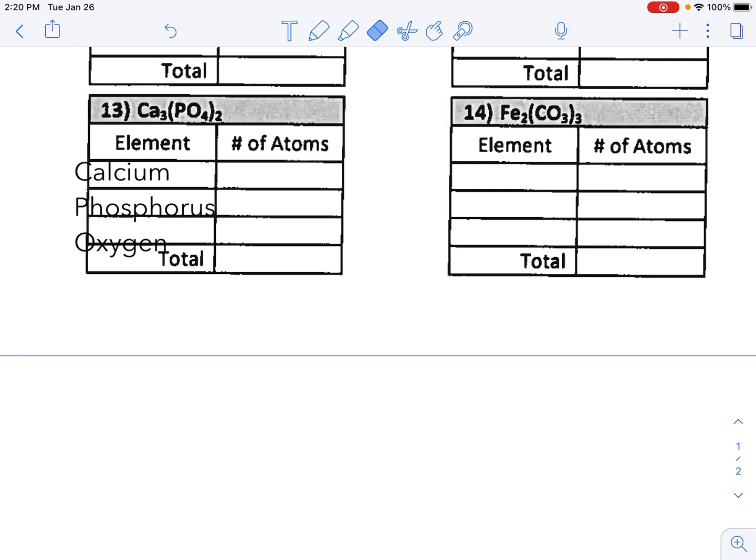Oops, I still have my eraser on. My bad. So I had 3 calcium and I have 2 Ps. And here's where that multiplication comes into play, because I have 2 O4s. So I'm going to multiply that, and that gives me 8 total oxygen. And so I have a total of 13. Hope that helps.